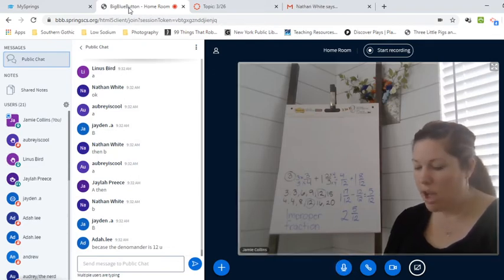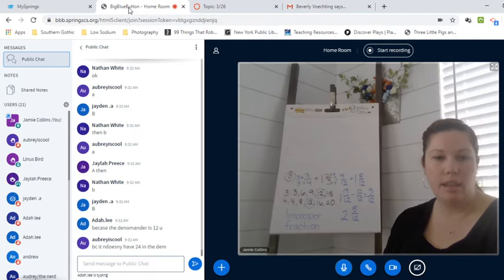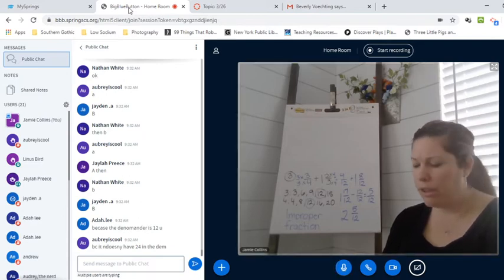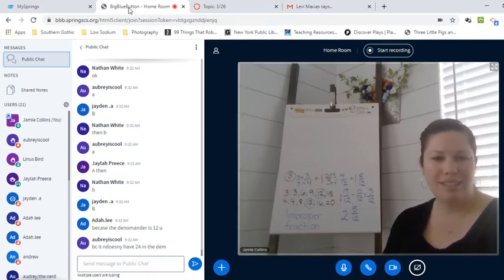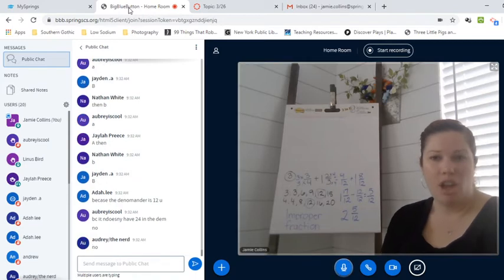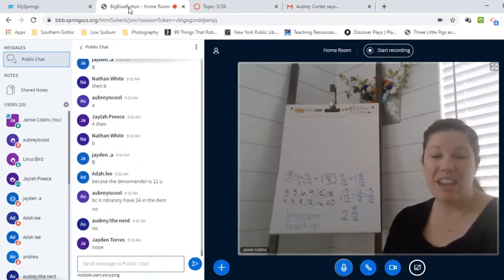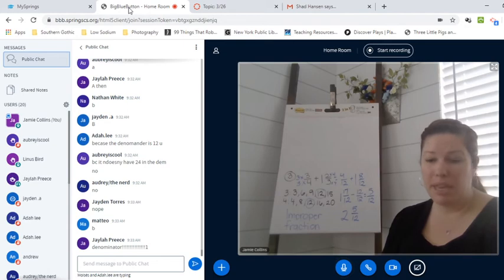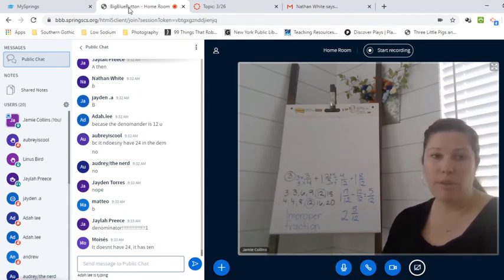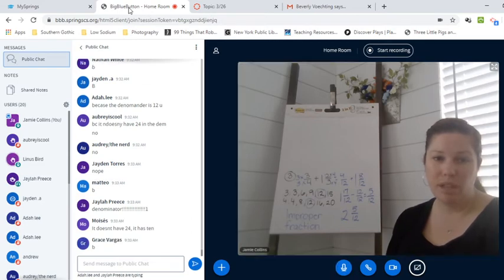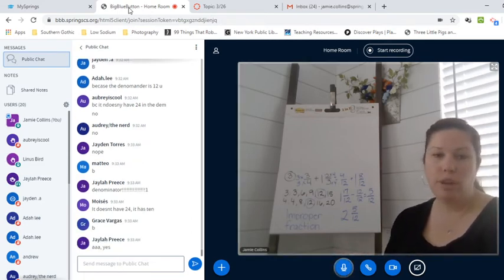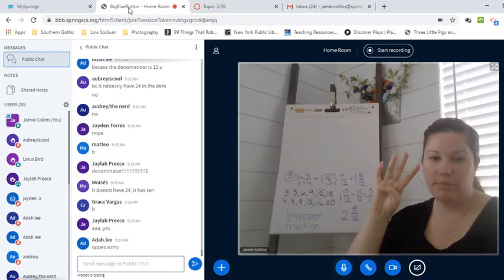Yeah, because the denominator for A is 10. Can 8 or 3 go into a 10? No. So 8 cannot be the answer because 8 and 3 both do not have 10 as a multiple. So our answer for number 4 is letter A.